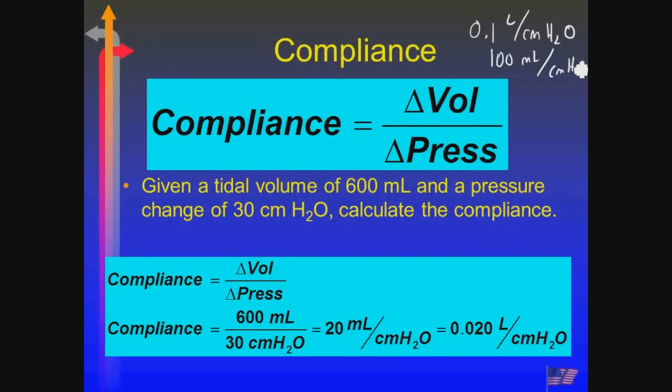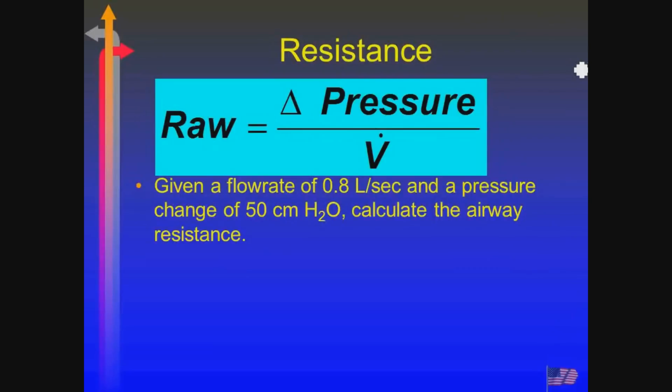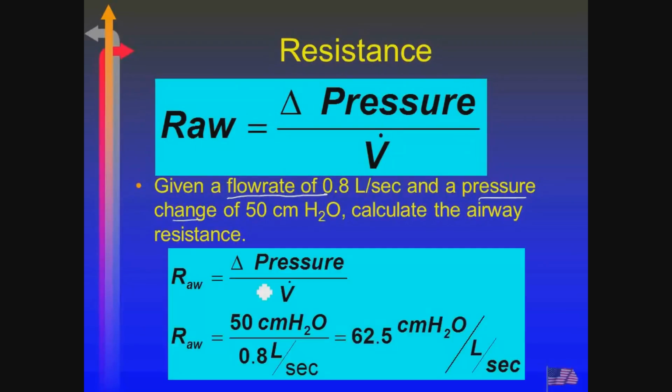Okay? Compliance. Airway resistance. Change in pressure over flow rate. A lot of times just by looking at the formula, or looking at the question, you can determine what is needed. So I see flow rate, I see pressure change. Well, that must mean that I'm measuring resistance. So I set it up so that I have my change in pressure, 50 centimeters of water, divided by my flow of 0.8 liters per second, and I come out to 62.5 centimeters of water per liter per second.